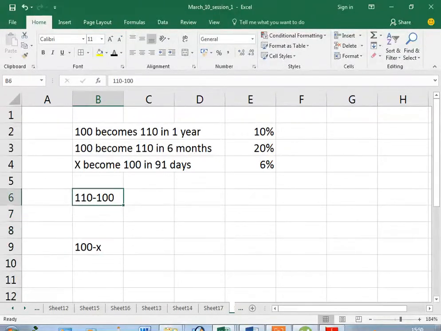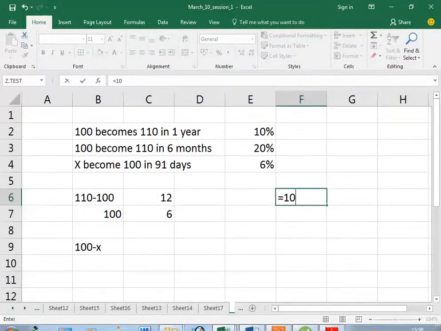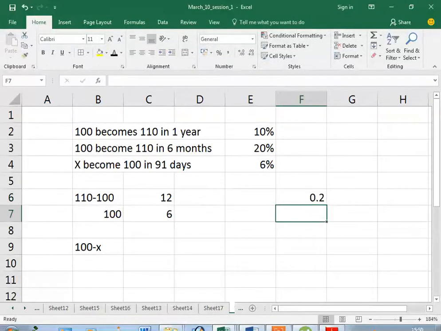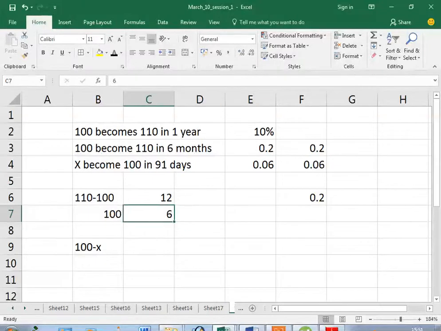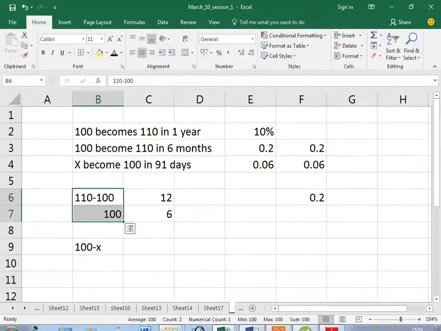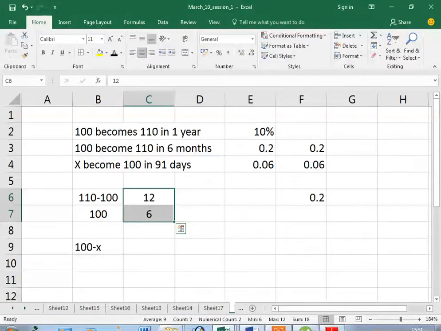What did you take as denominator? 110 minus 100, then divide by 100 into 12 by 6. So 10 by 100 into 12 by 6 will give you what number? So you get 0.2. So let's take it as 0.2 rather than 20%. This number is 0.2 and this number is 0.06. Now 110 minus 100 by 100 into 12 by 6 is equal to 0.20.